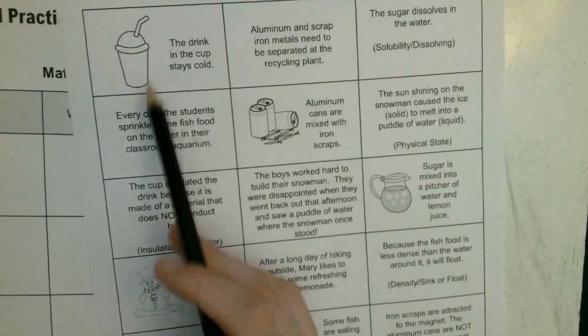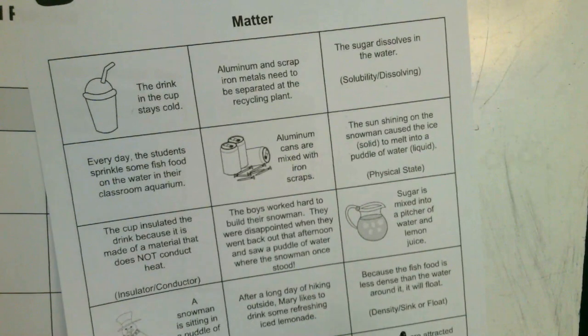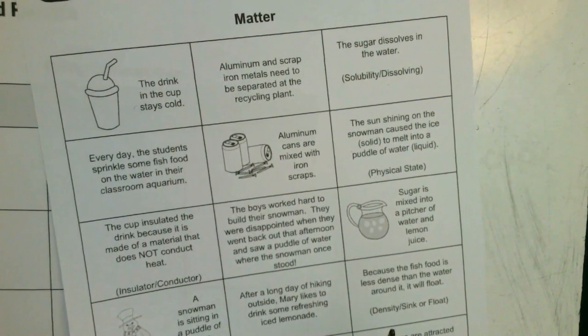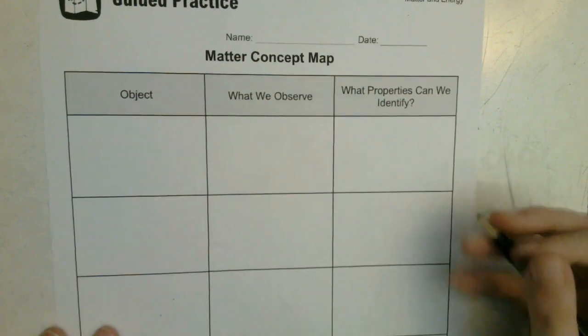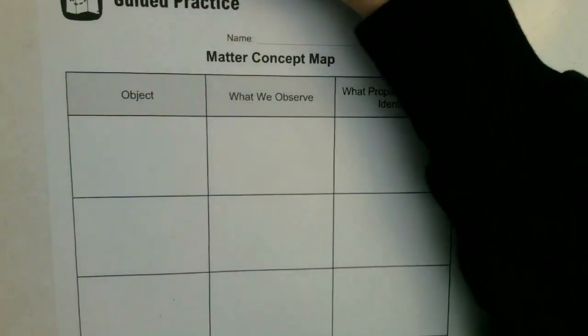For this activity today, you guys will be getting a handful of different cards. On these different cards are either an object, something we would observe, or a property that we can identify in a different object of matter. When you guys go through these cards today, you're going to identify them and place them in the different categories. You may rewrite them on the different categories, or you can glue them into the different spots.